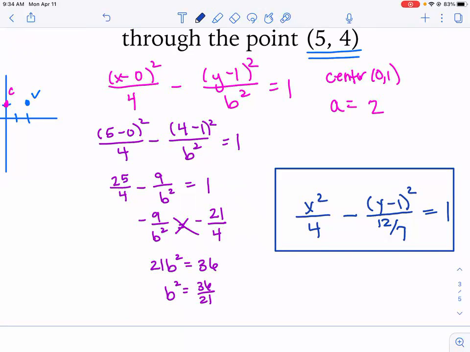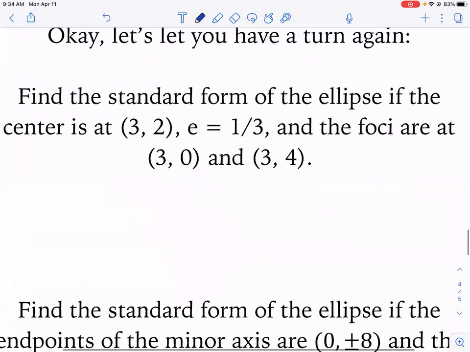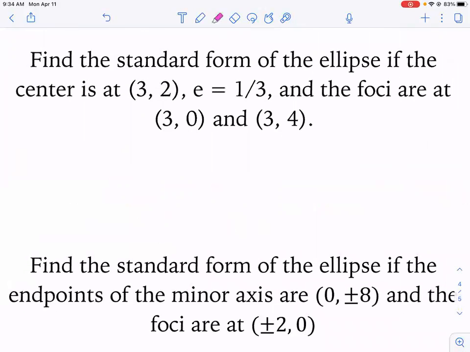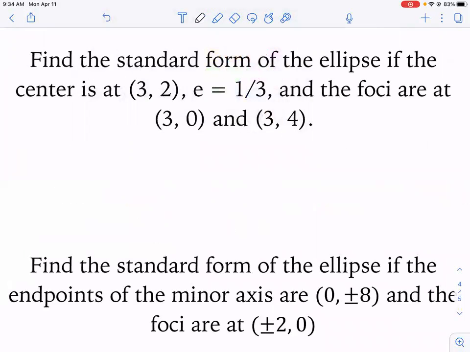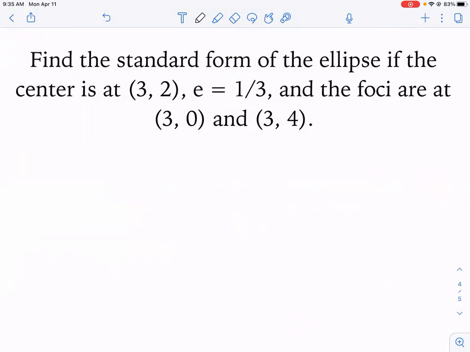All right, we have 11 minutes left. I have 3 examples, but maybe 2 of them will be what we go through, okay? Are you ready? Okay. It says you do it, but we're gonna go ahead and let's not worry about this one right now. Okay, so the center is 3, 2. E is 1/3, and the foci are 3, 0, and 3, 4.